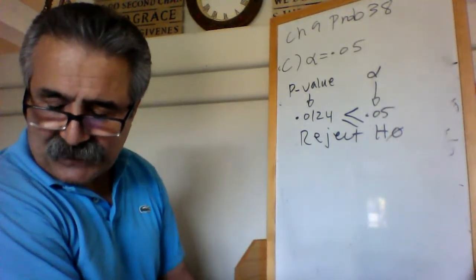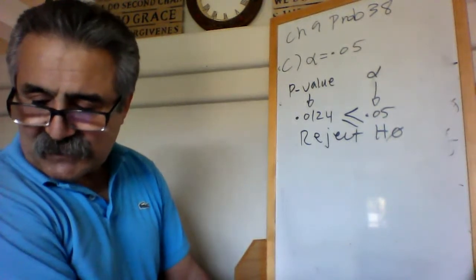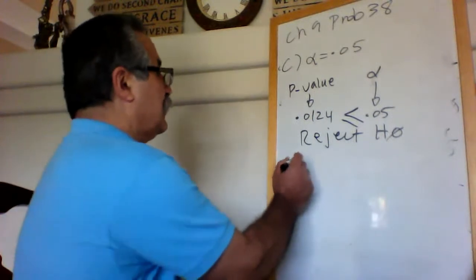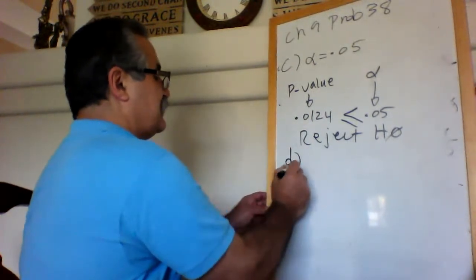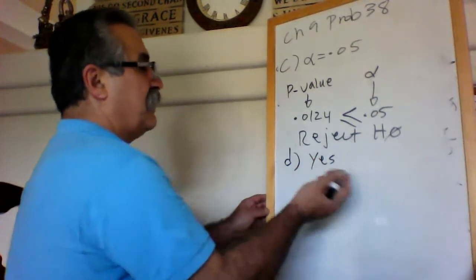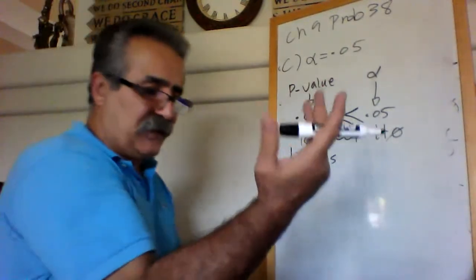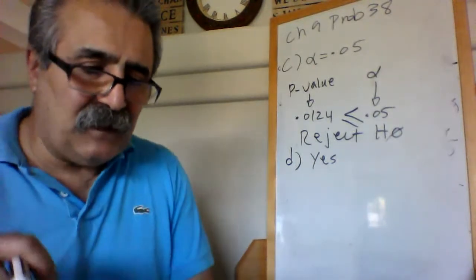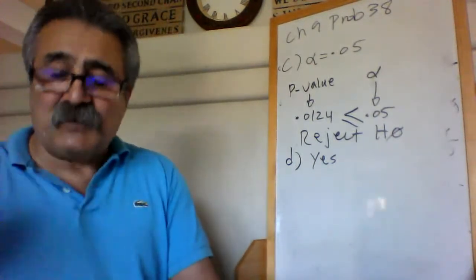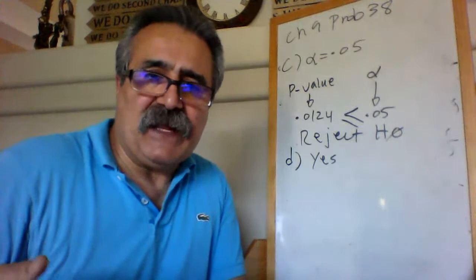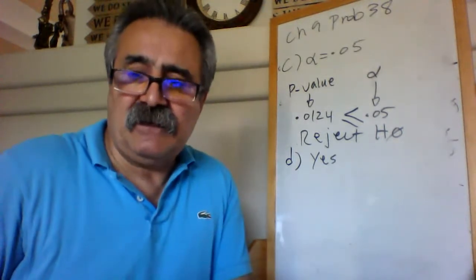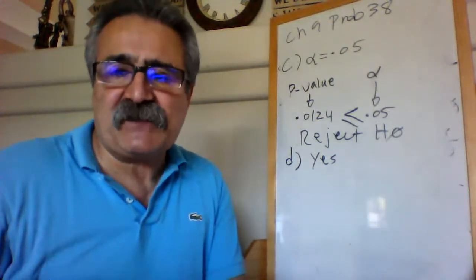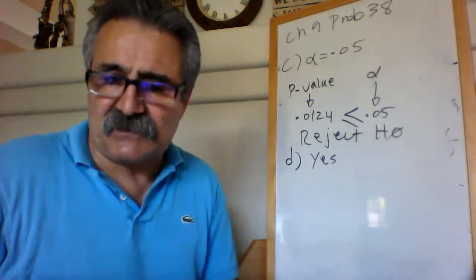And then part D, should the national brand ketchup manufacturer be pleased with this conclusion? This is part C. For part D, we say yes, because they have to reject the assumption that the supermarket brand is as good as the national brand. So that is going to get rejected. That means the national brand ketchup manufacturer should be pleased with this result.